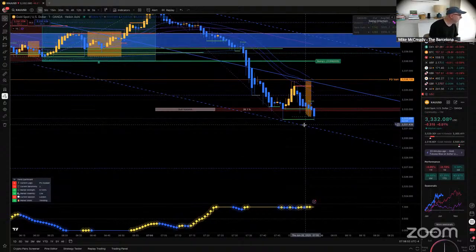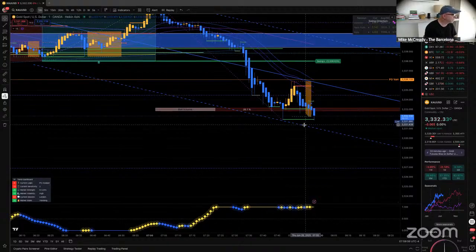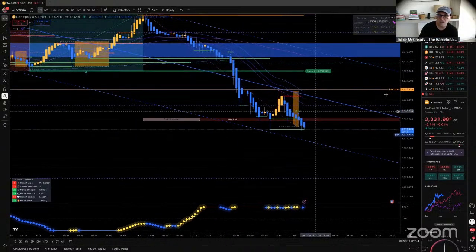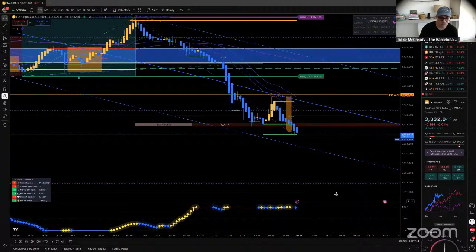Now, once we're below the daily pivot, we've got a little more room to work with. Yeah, it's 1 minute for the black candle. Let's see what we've got here.